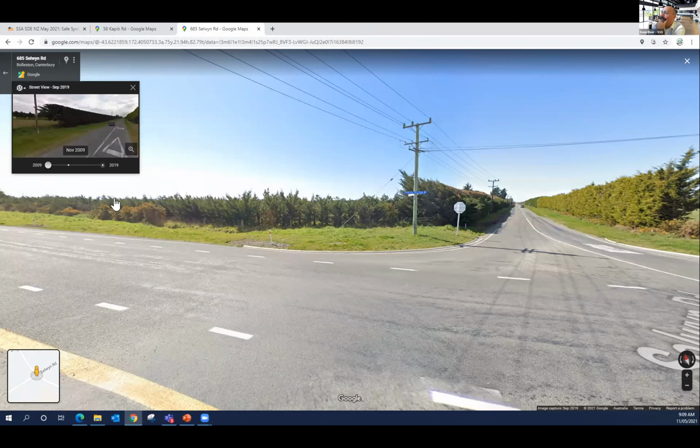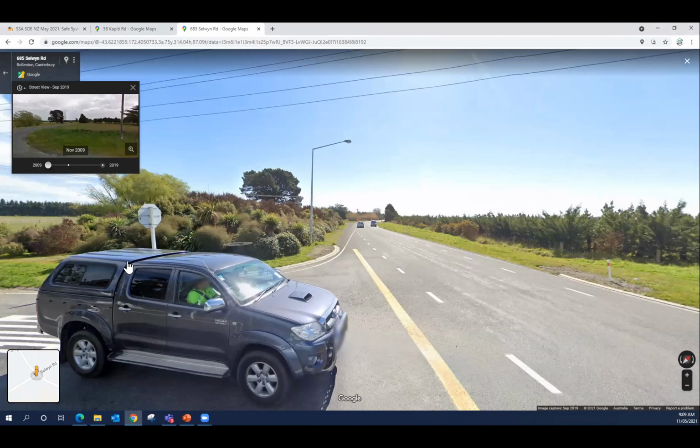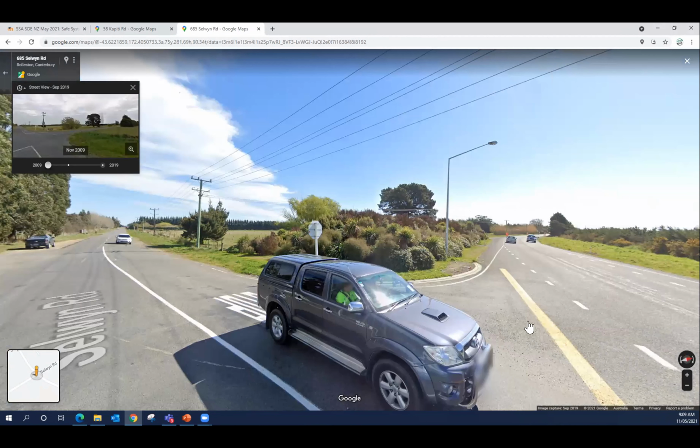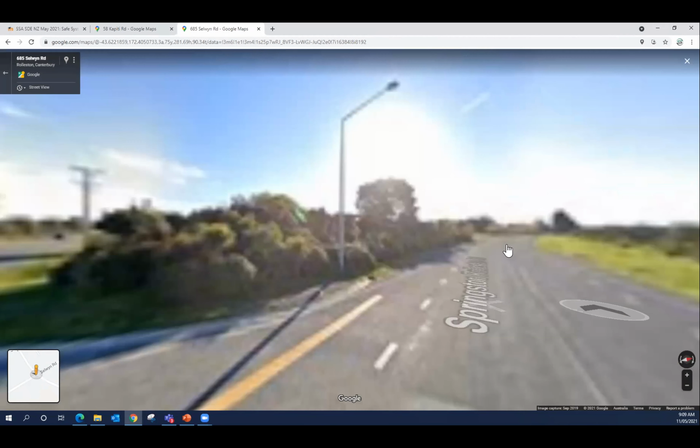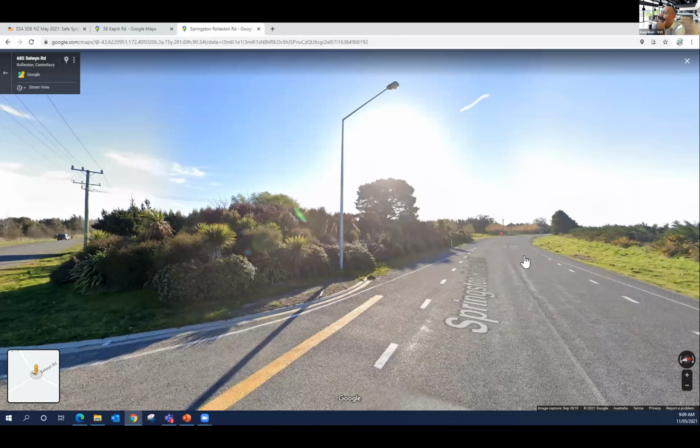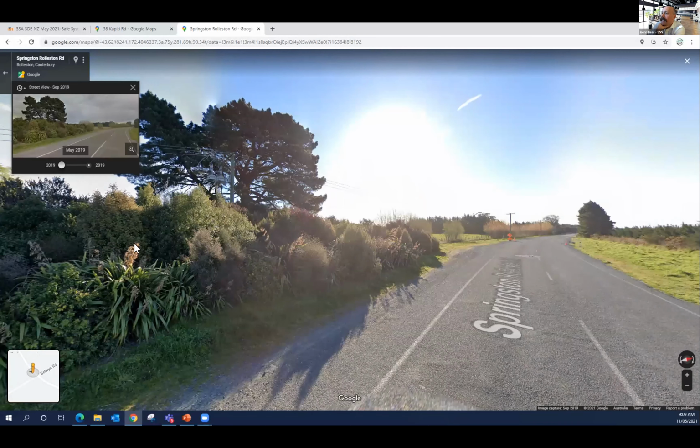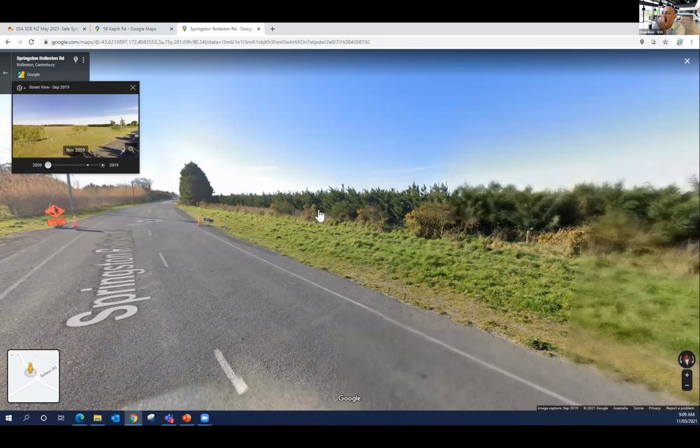Right. So not many driveways coming onto Springston Rolleston Road. It's only going to be the side roads, and all the access to the new sections are within the internal subdivision roads. Right, right. Okay. What's the speed limit? Currently 80.